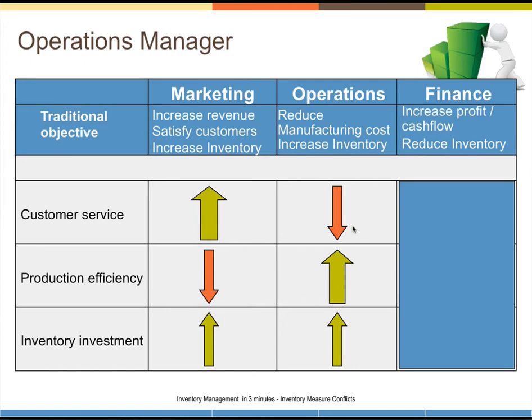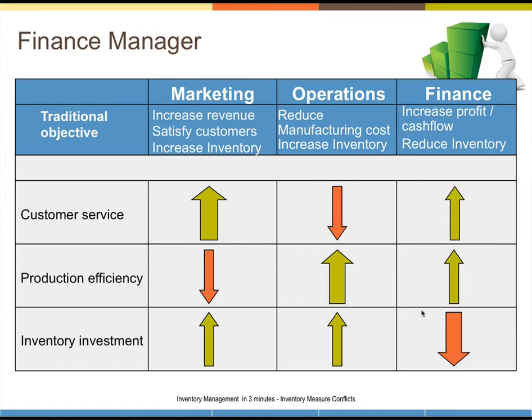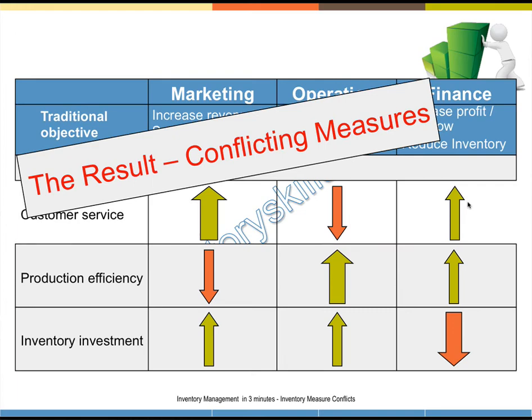From a finance perspective, they want to drive down inventory because they see the dollars, and that's their number one goal. Production efficiency, they want to see that increase, and of course they want to see customer service increase. Now what's the result? Conflicting measures, isn't it? Look at them. Look at the direction of the arrows.